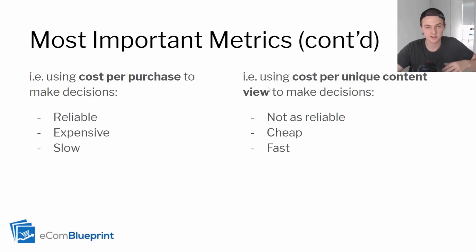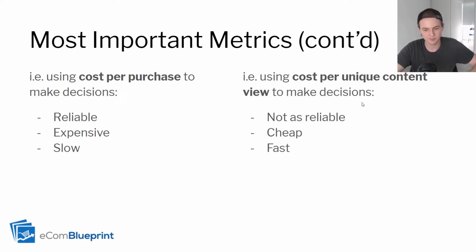Now, if you want to test fast and you don't want to spend a lot of money testing and just try to be profitable as fast as possible, then you want to use the cost per unique content view to make decisions. Like I said, it's not as reliable, but it's cheaper, right? Because if your cost per view content is like 50 cents, you can spend $5 to $10 and you'll have enough data to make a decision. And like I said, it's fast, right? And so that's the trade-off.